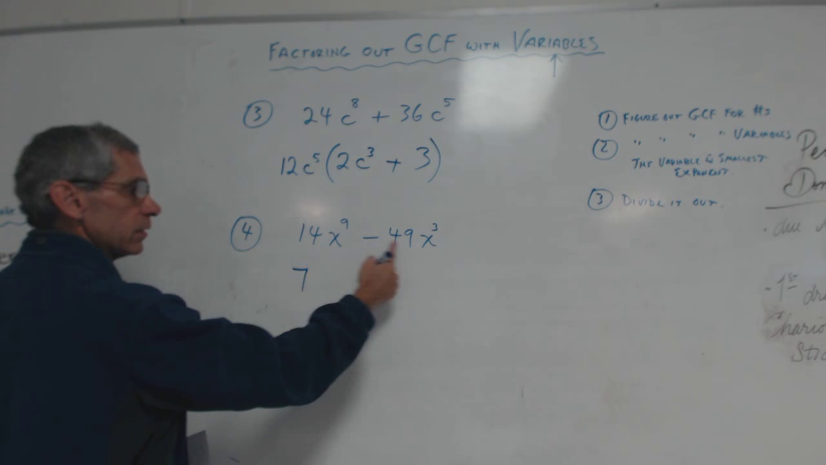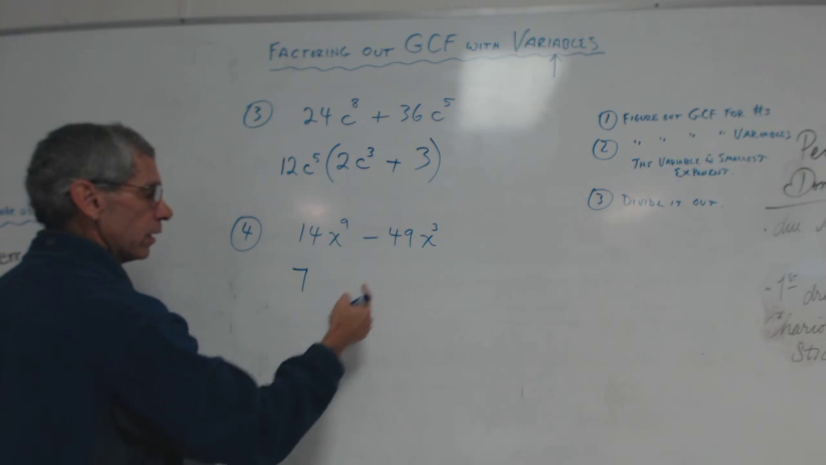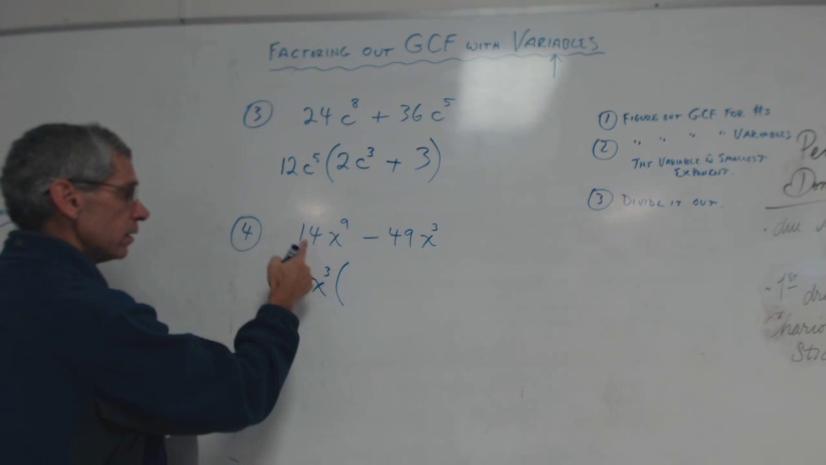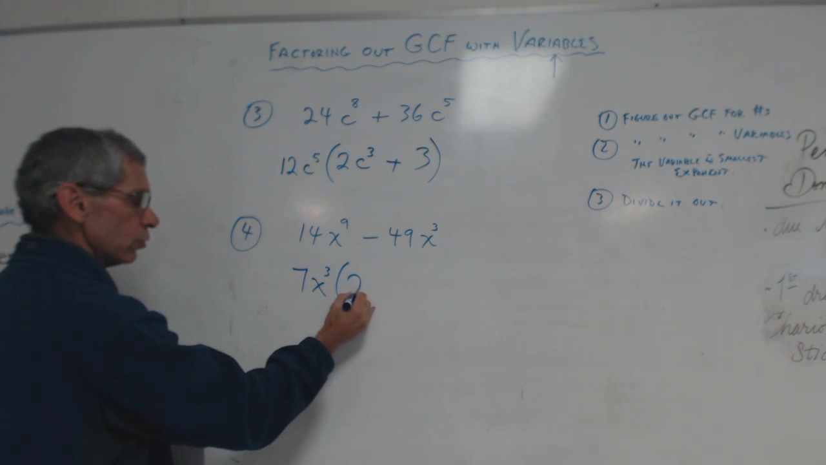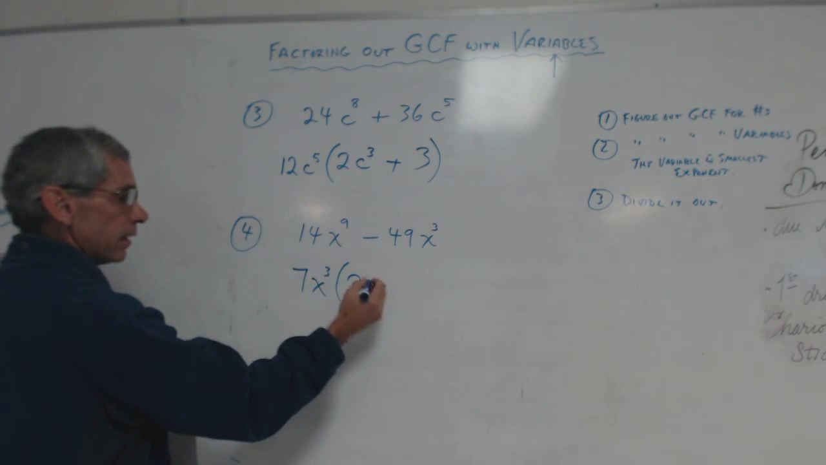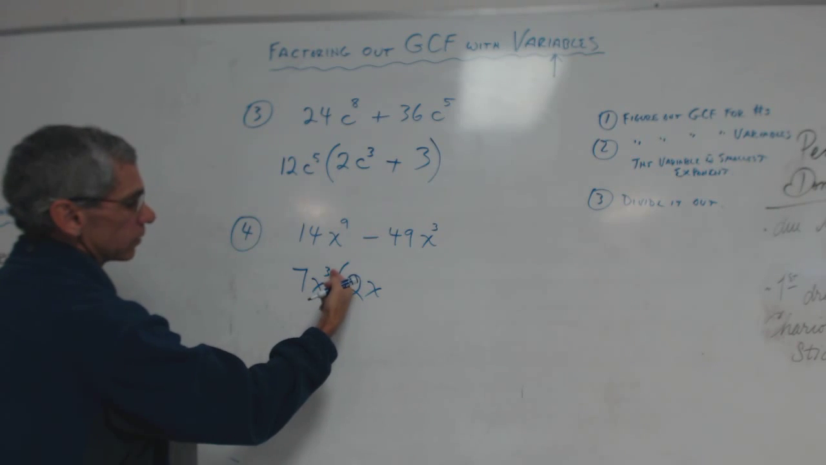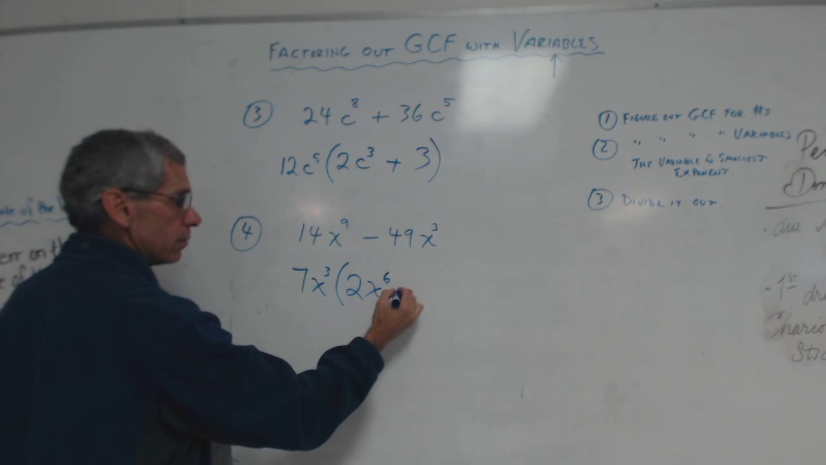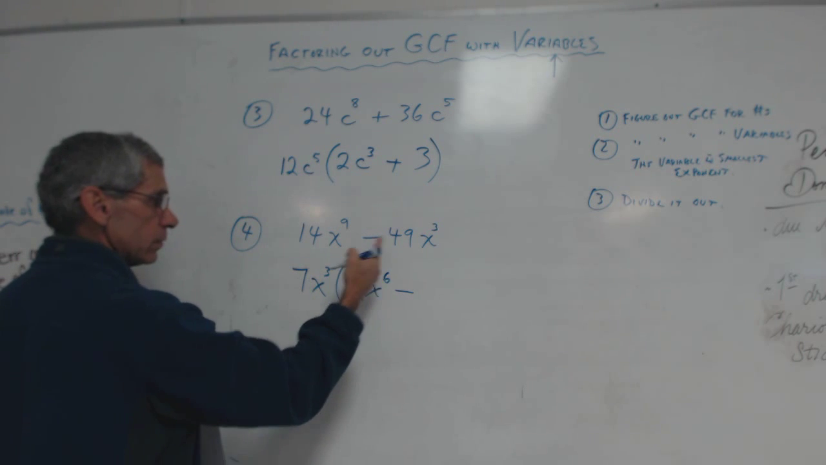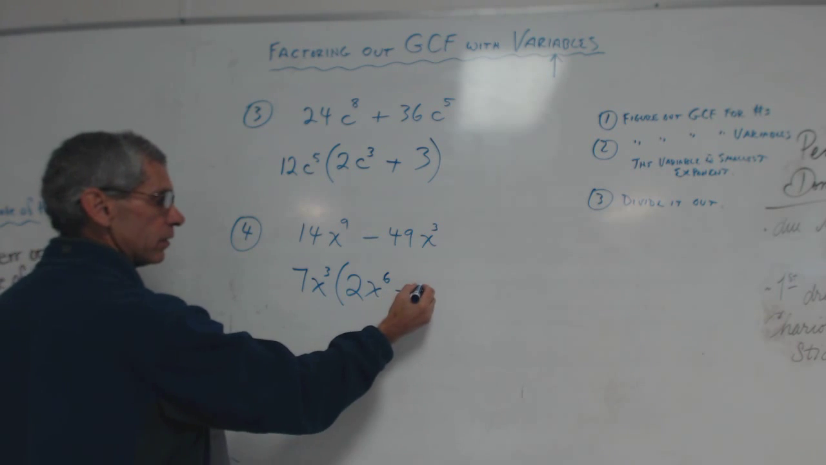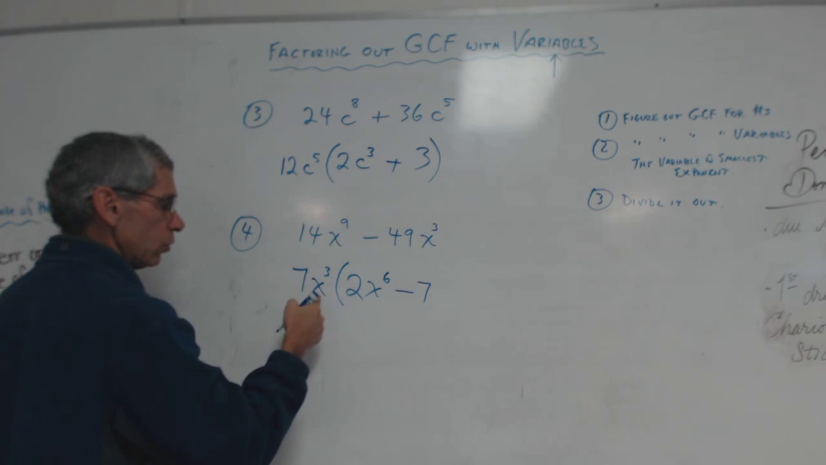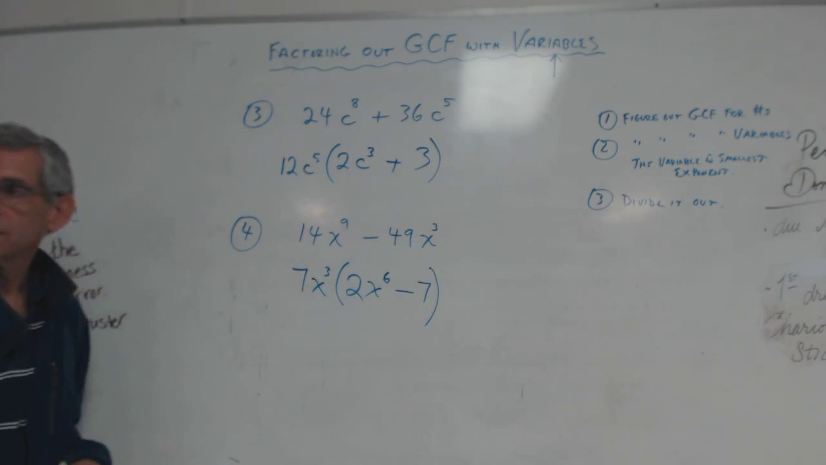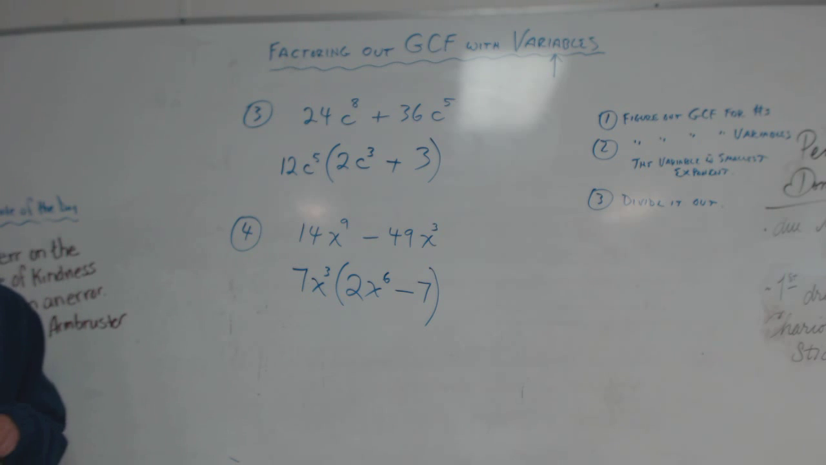Now, which of the x's can I take out, the x to the 9th or x to the 3rd? X to the 3rd. Beautiful. Parentheses. 14 divided by 7 is 2. X to the 9 minus 3 is 6. Minus 49 divided by 7 is 7. The x cubed cancels out. So that's your answer. Does that make sense?